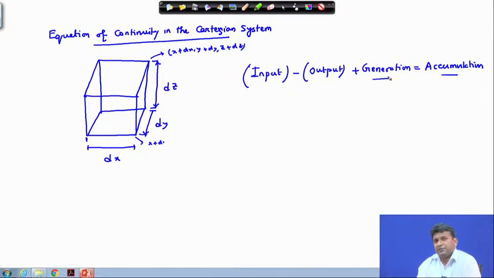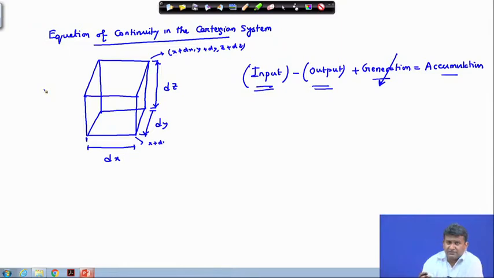Now, we all know from the basic fundamentals of conservation of mass that mass generation is not possible. Even if you have a chemical reaction, in classical fluid dynamics we do not talk about systems where you have reactive flow. You do not produce mass, you only produce some new species. The overall mass balance still remains valid. So, we need to worry about the input and the output terms. What is actually entering?